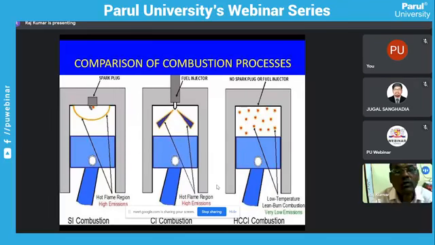So we were discussing the three types of combustion process: SI combustion, CI combustion, and HCCI combustion. The difference between the three is that in the first, the spark plug is used to ignite the air and fuel mixture. In the second, the diesel is injected at the end of the compression stroke. In the third, the air and fuel mixture is drawn into the combustion chamber and it is auto-ignited due to the compression and increased temperature. So these are the three processes presently in our engines.